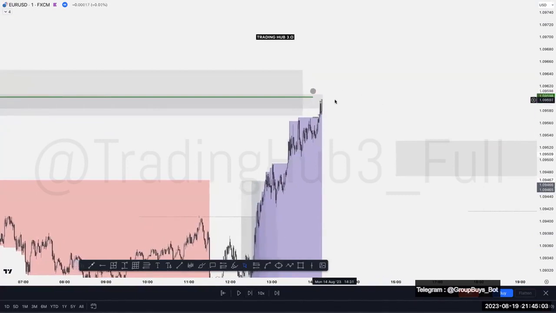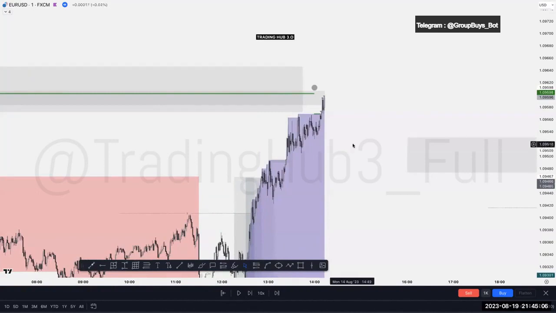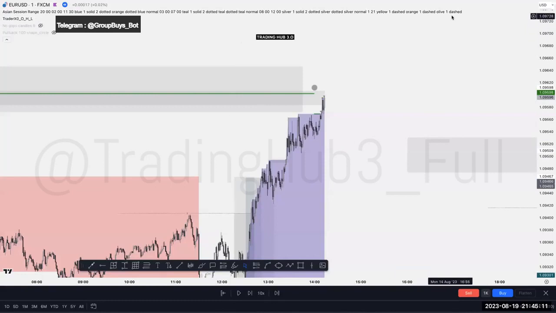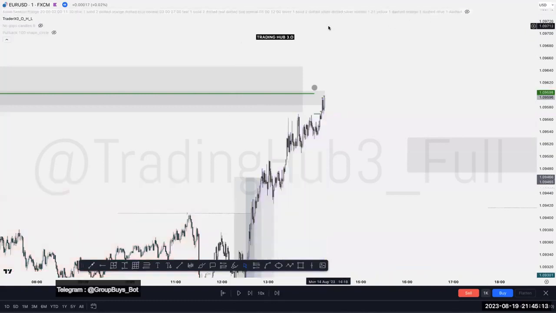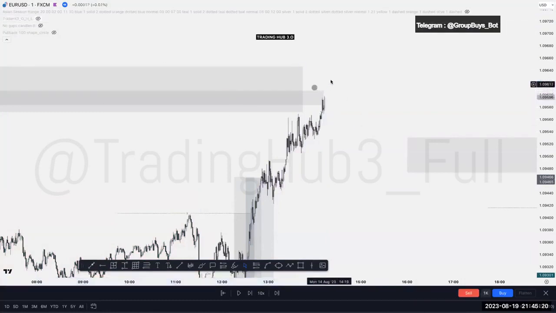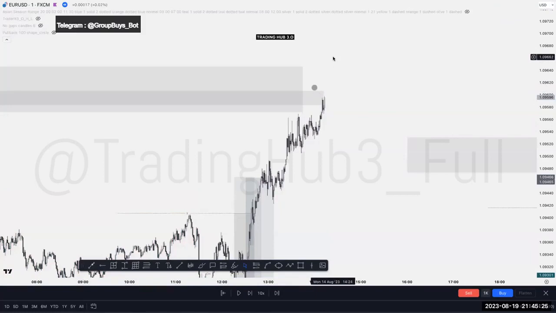Price mitigates here. So after that, what happened here and what criteria should you follow here, everyone, and how can you deal with this situation? Price taps here on your higher time frame and refinement order block.